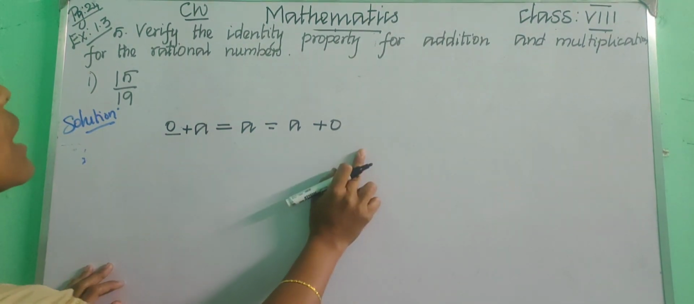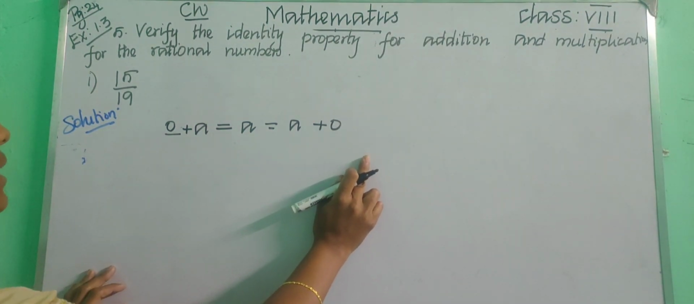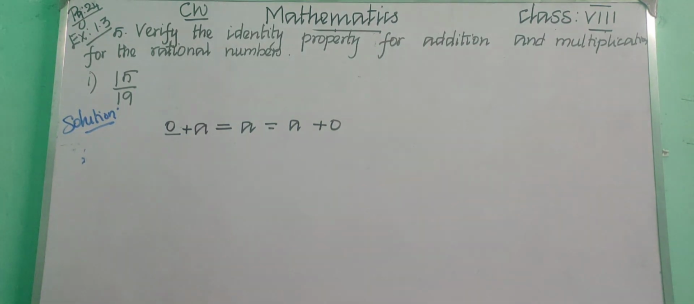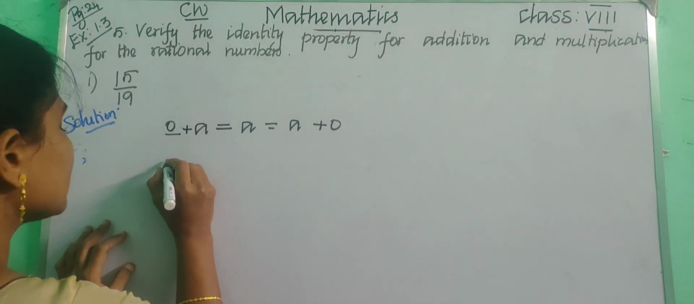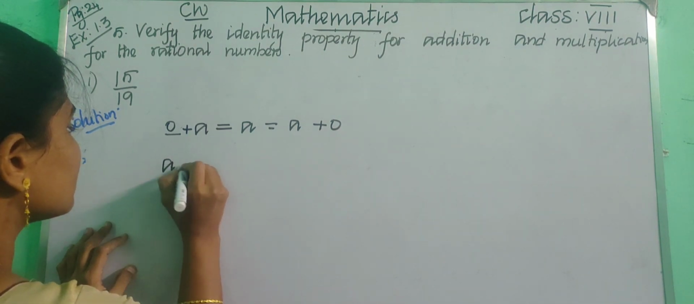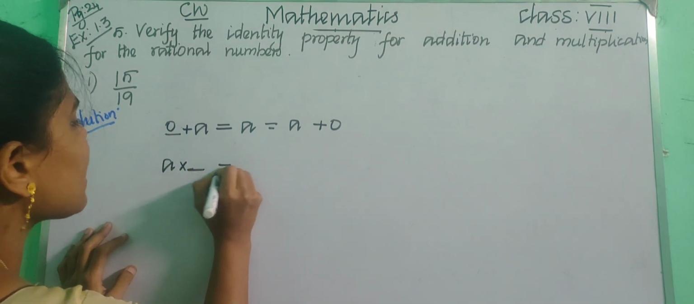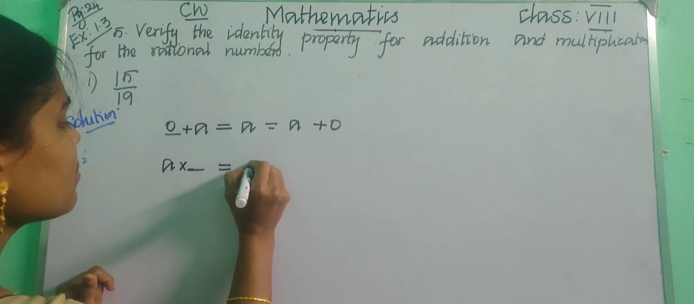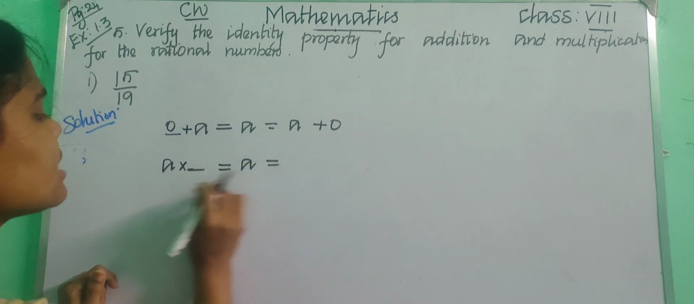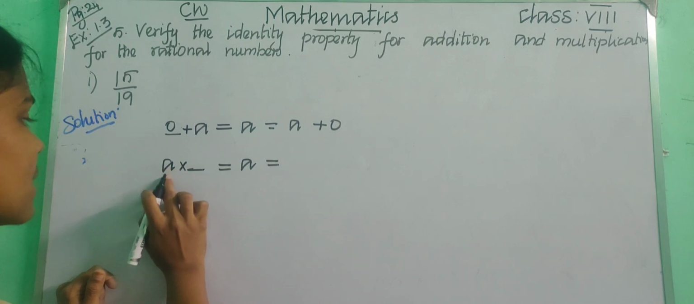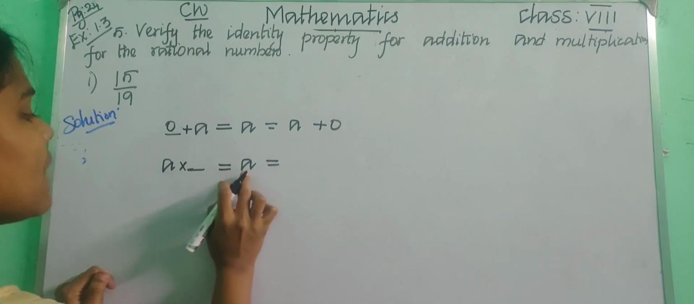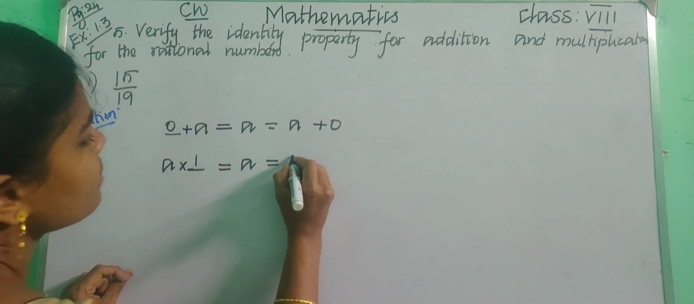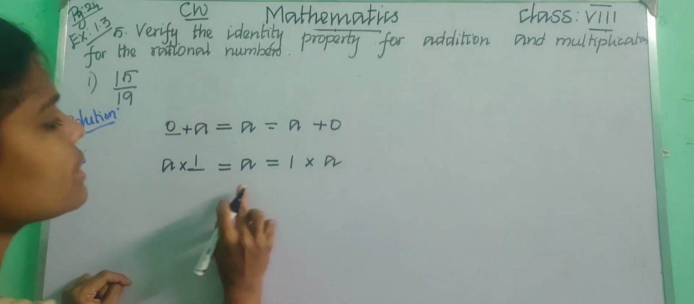Okay, this is called identity property for addition. Okay children, so what is the identity property for multiplication? Simply, if you are having A, what will be multiplied with this A to get the same A? What will be multiplied with this rational number to get the same rational number? We need to multiply 1. A into 1 equal to A, or else 1 into A equal to A.